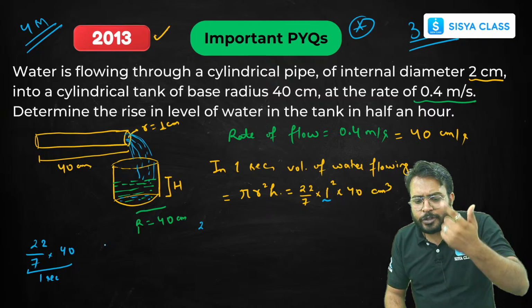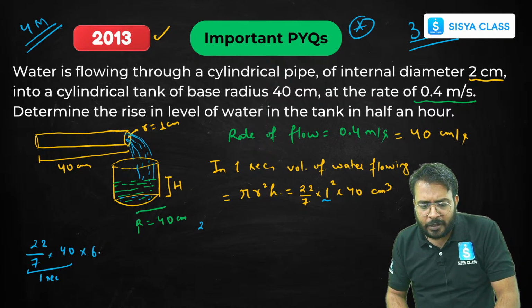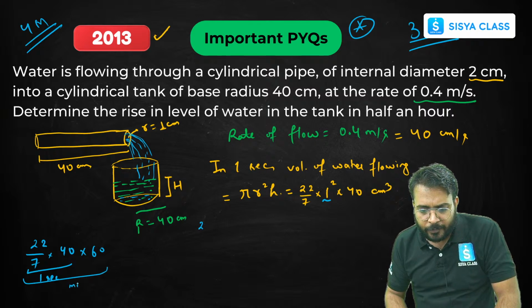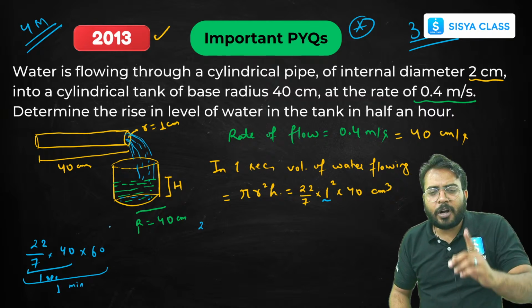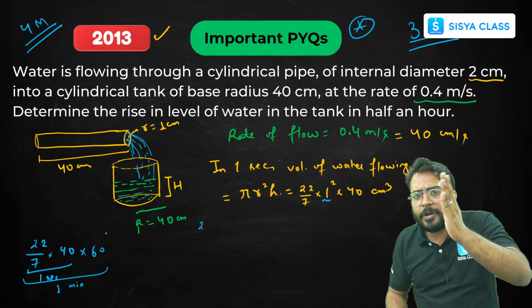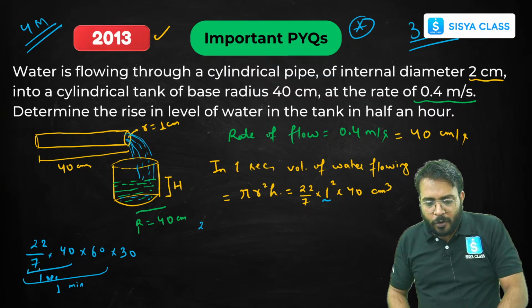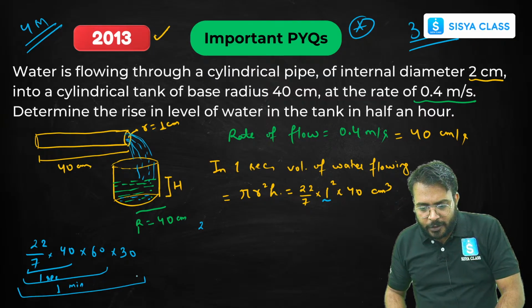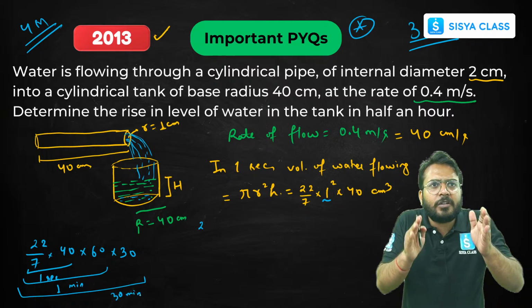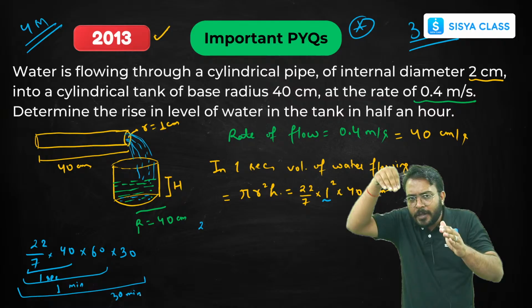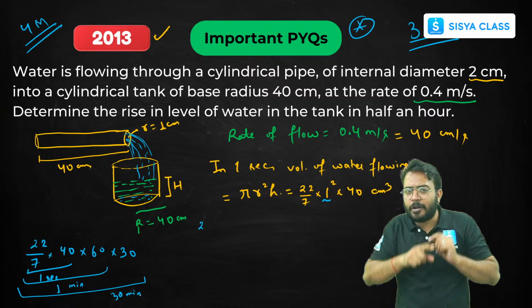Can we convert it into minutes, multiplying by 60? It is now in minutes. So in 1 minute this much, then in half an hour, multiply by 30. So this much water, beta, will flow into the tank in 30 minutes.